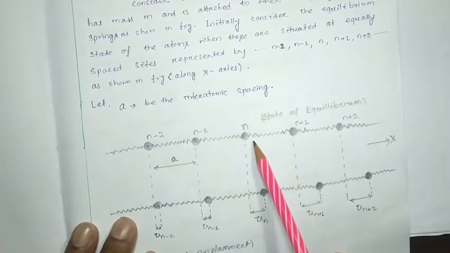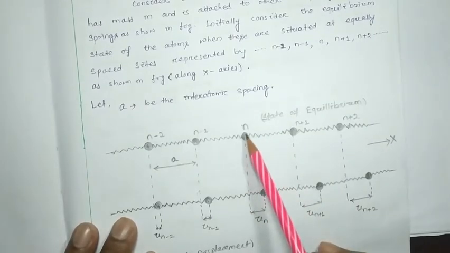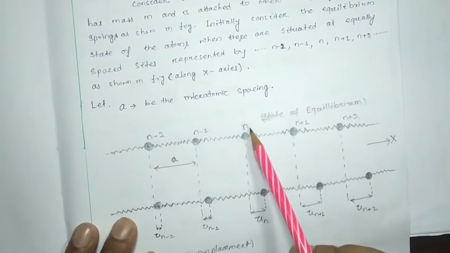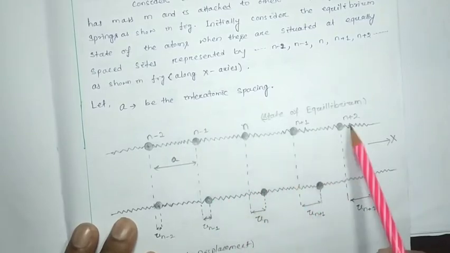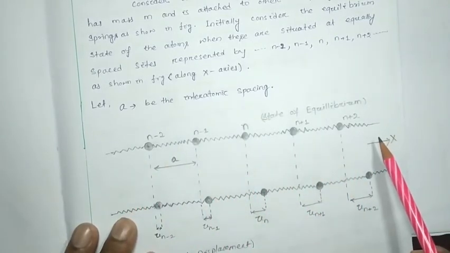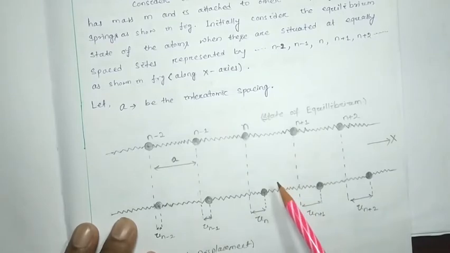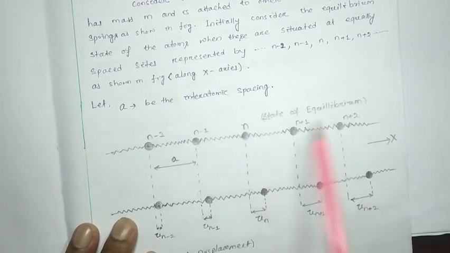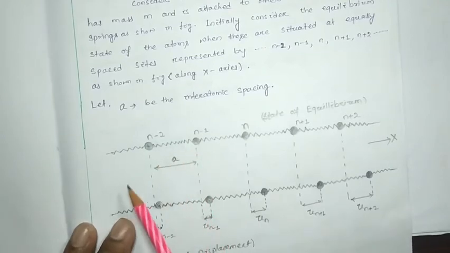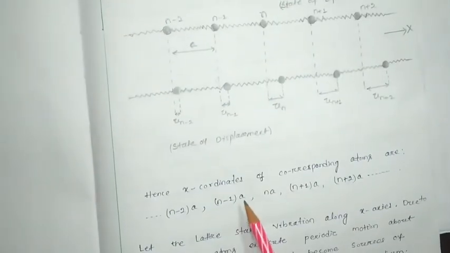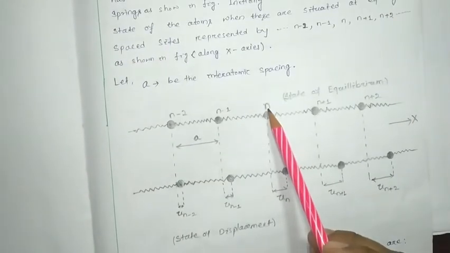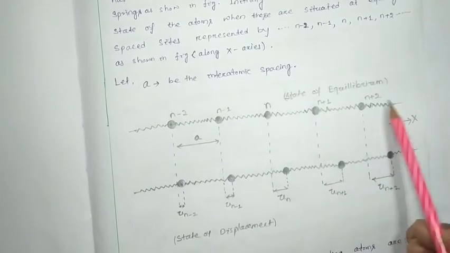We have represented each and every atom site by this name n. This is, we can say, the coordinates of each and every atom of this 1D chain of atoms. Here a is the interatomic spacing. So at the state of equilibrium, this distance is called the interatomic spacing. Hence the x coordinate of the corresponding atoms: if this atom is named n, this atom is named n plus 1, n plus 2, like that.